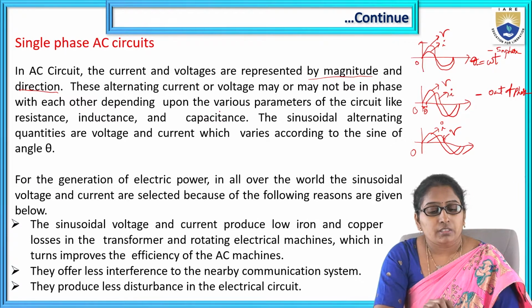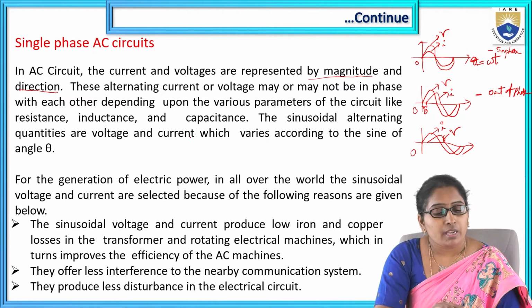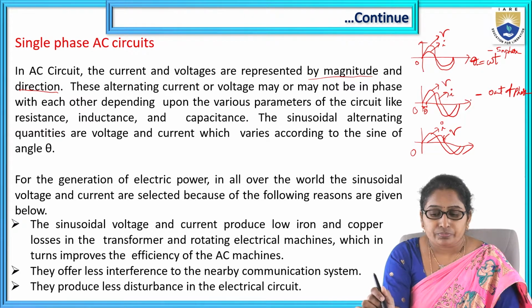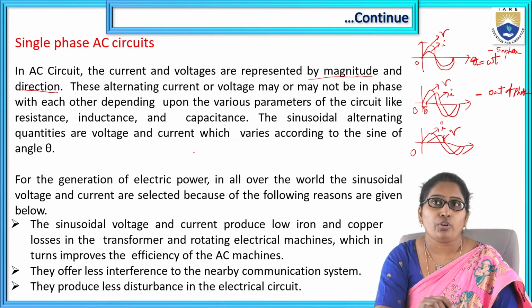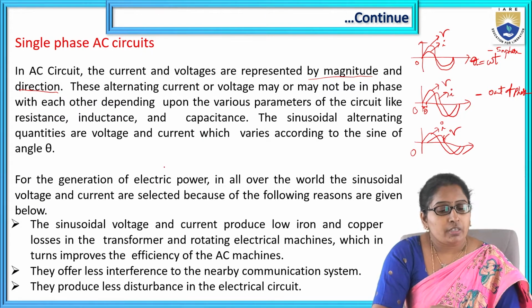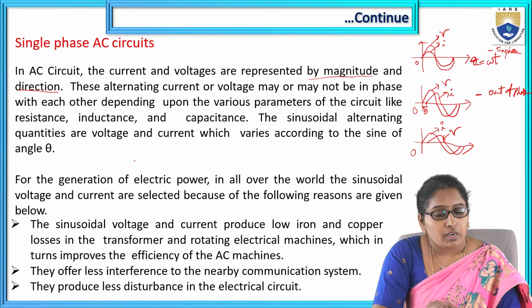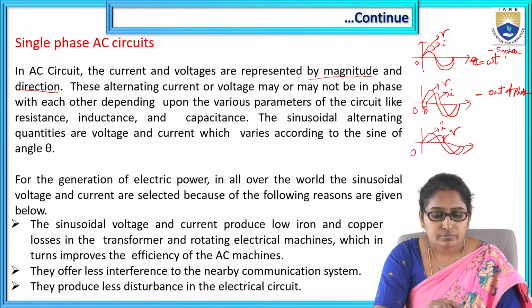Let's continue here. The alternating current and voltage may or may not be in phase with each other depending upon the various parameters of the circuit like resistance, inductance and capacitance. That is what I already mentioned. In case of resistance, the voltage and current are in phase. In case of inductance and capacitance, they are out of phase, that means they are not in phase. The sinusoidal alternating quantities, voltage and current, vary according to the sine of the angle, that is sine theta.